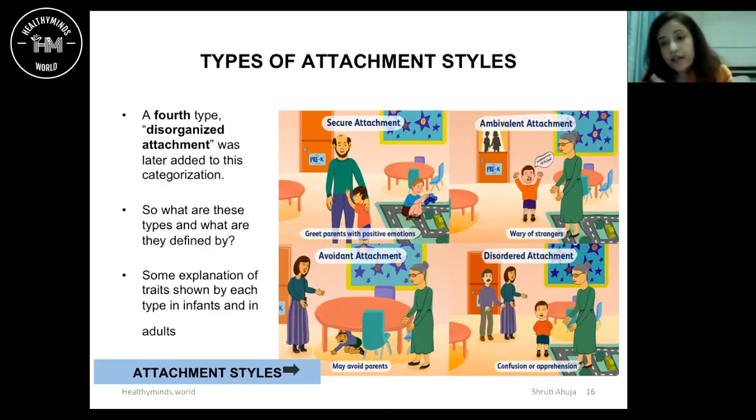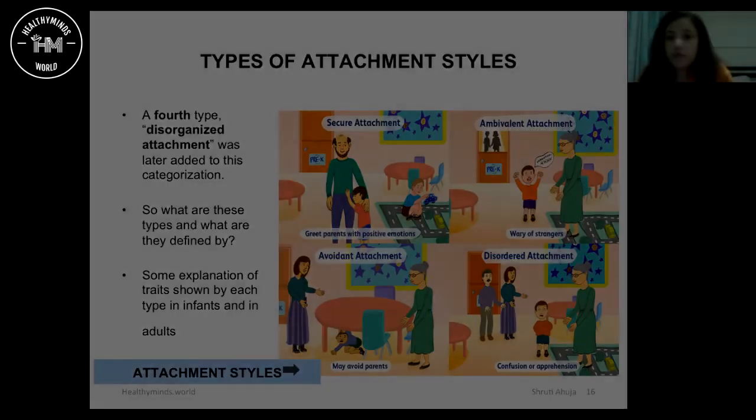And then the fourth category, the disorganized category, is called the confused category because these children sometimes show secure behavior, sometimes ambivalent behavior, sometimes avoidant behavior. They were all over the place. There wasn't a very clear sign of one particular attachment style. So later on, this fourth disorganized category was added, showing not so much secure behavior, but more of a mix between anxious attachment and avoidant attachment.